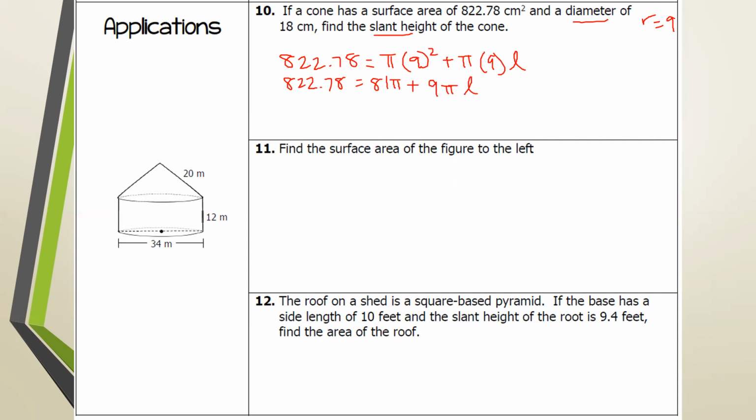9 pi times L. Let's subtract 81 pi from both sides. Now the left side here is going to look pretty ugly: 822.78 minus 81 pi. This is all exact. There's no rounding here. And then I'm going to divide both sides by 9 pi. So I can enter this in my calculator in one step: 822.78 minus 81 pi, divided by 9 pi. That way I only have to round on the very last step, and I get 20.1.